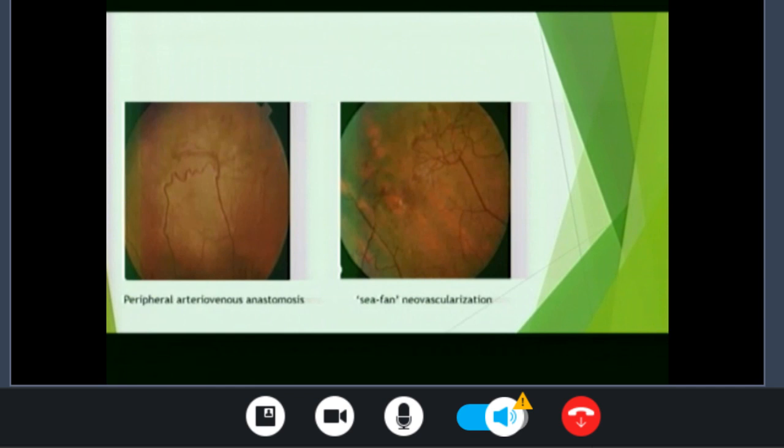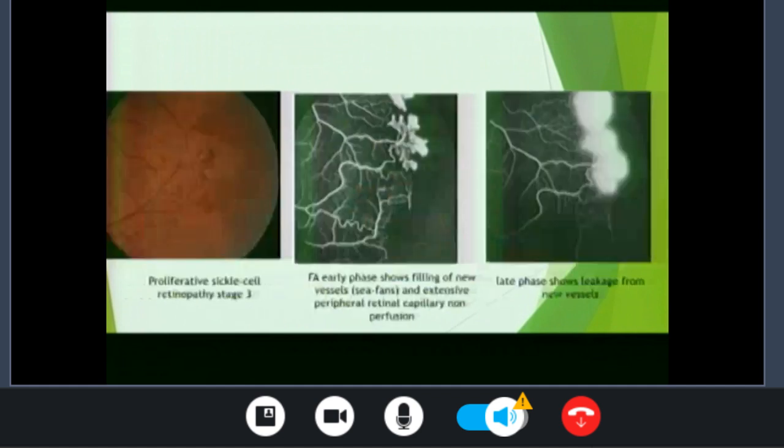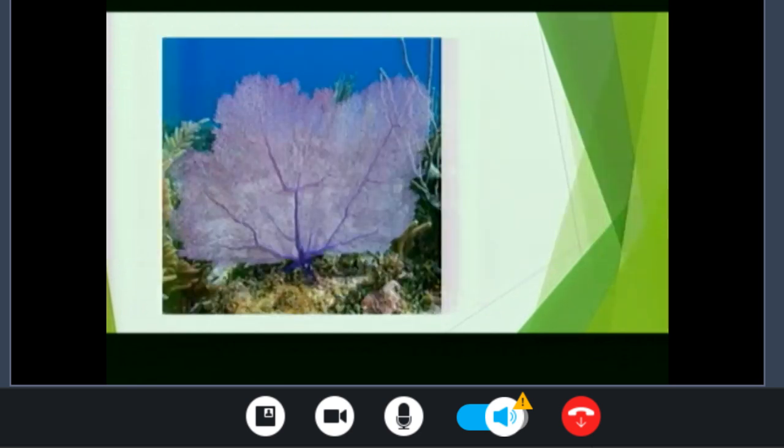So the first picture on the left shows the anastomosis, the stage 3 CFAN, and moreover, more pictures of the CFAN. The FFA shows the filling of the new vessels with the extensive non-perfusion we see here, and the leakage of these vessels. And if you're wondering what the CFAN is, this is how it looks.